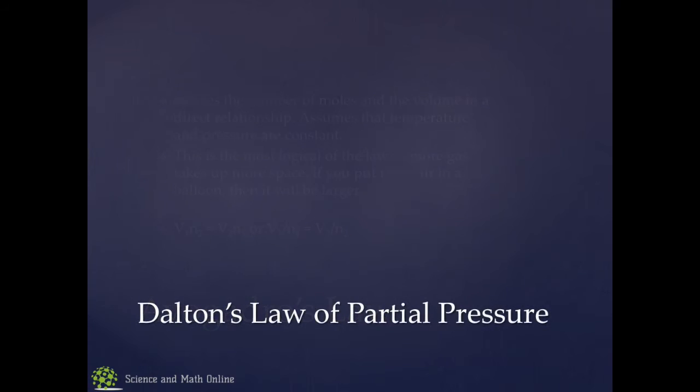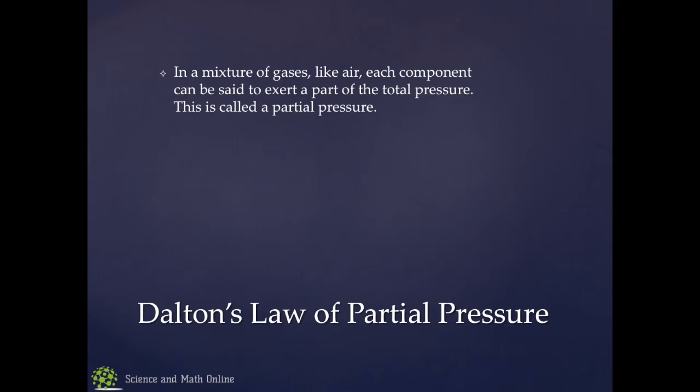All right, next one's a little bit different. This is Dalton's law of partial pressure, and this is John Dalton, the one who did the atomic theory of matter. Same guy. All right, so in a mixture of gases, like air is a mixture of gases. It's got nitrogen, oxygen, water vapor, carbon dioxide, argon, and other things. Each component can be said to exert part of a total pressure, and this is called the partial pressure. So if nitrogen is 70% of your mixture, then you would say that 70% of the pressure is due to the nitrogen.